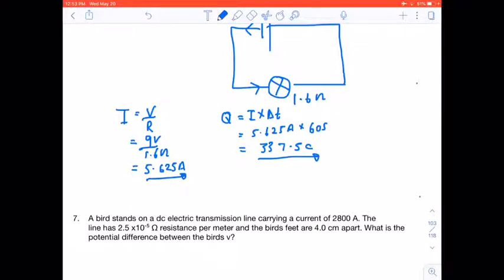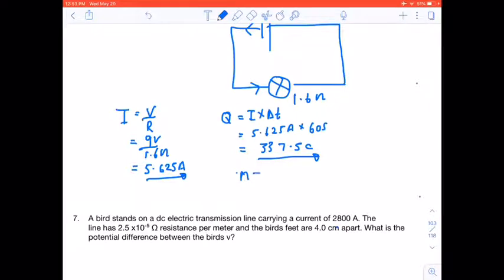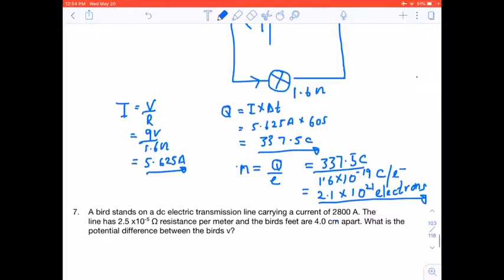So we want to know now how many electrons leave that electrode. So we have N, right? We say, okay, N is equal to Q upon e, which is then equal to 337.5 coulombs all upon 1.6 times 10 to the minus 19 coulombs per electron, right? Which then is equal to 2.1 times 10 to the 21 electrons. So that many electrons leave that negative terminal in 1 minute. Okay, let's go to the next one.